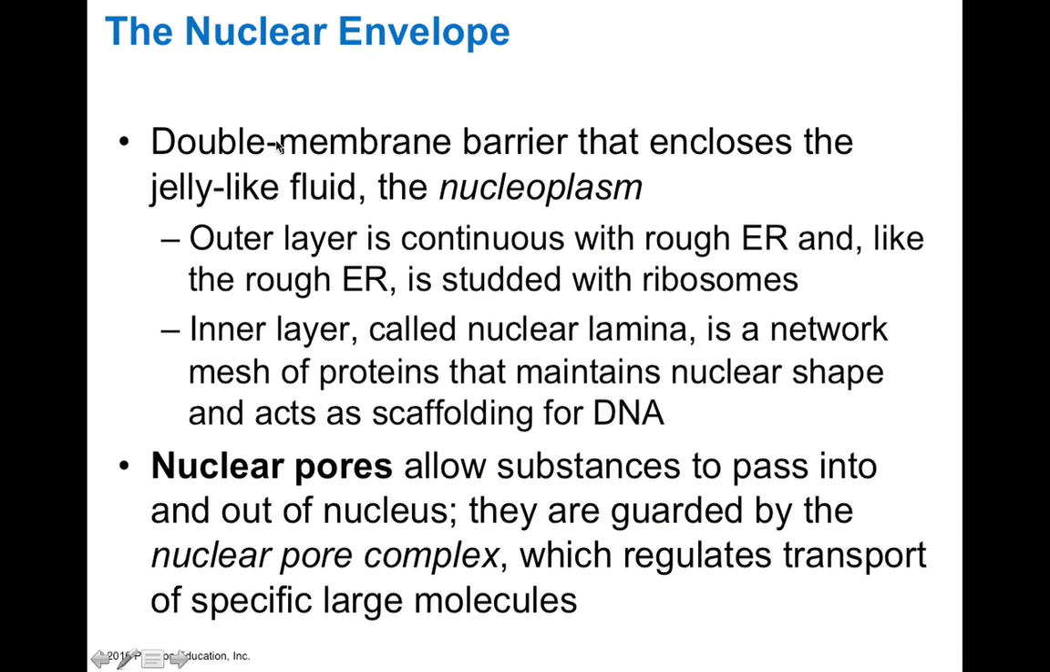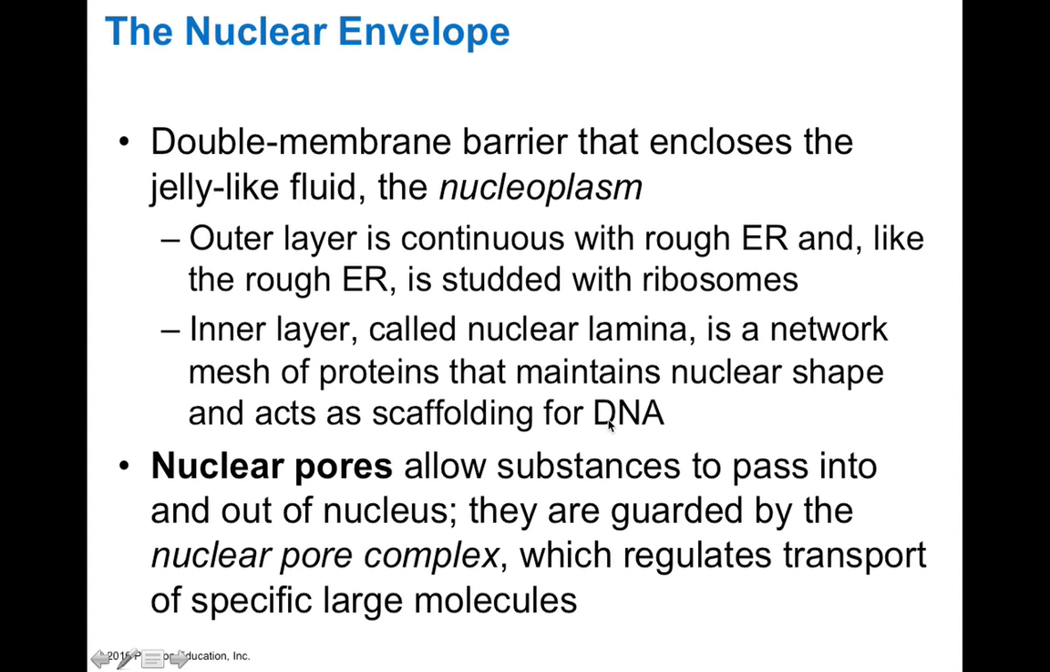Now, the nuclear envelope is this double membrane barrier. It encloses this jelly-like fluid called nucleoplasm, and the outer layer is continuous with rough ER. And the reason for this is that some of the blueprints for protein synthesis travel from the nucleus straight over to rough ER, where proteins can be made. The inner layer of the nuclear envelope is called the nuclear lamina. It's basically a network of proteins that maintains the shape of the nucleus and acts as a scaffolding for DNA.